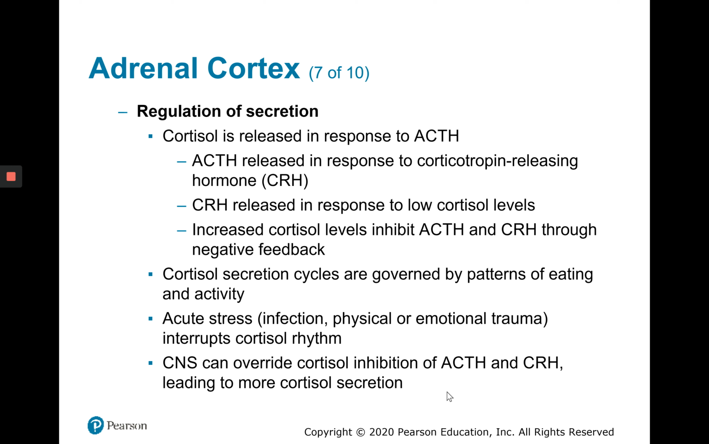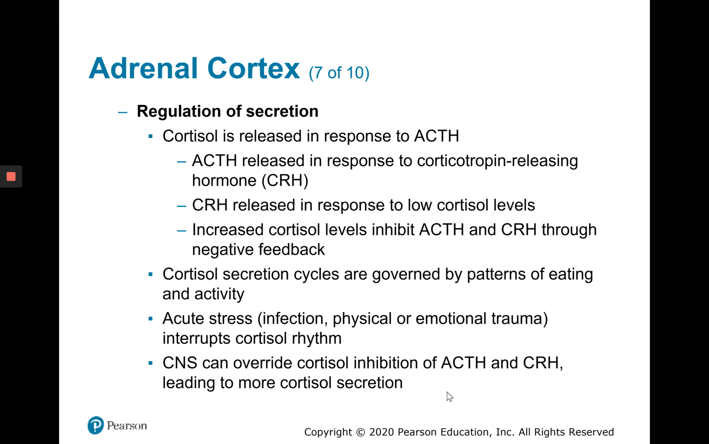Cortisol secretion cycles are going to be governed by patterns of eating and activity. Your body pays attention to acute stress, infection, physical or emotional trauma, and that all can interrupt cortisol rhythm. So there is a normal amount of cortisol that should be in your body, but the overproduction is because of either acute stress or chronic stress. And we'll look at the differences coming up.